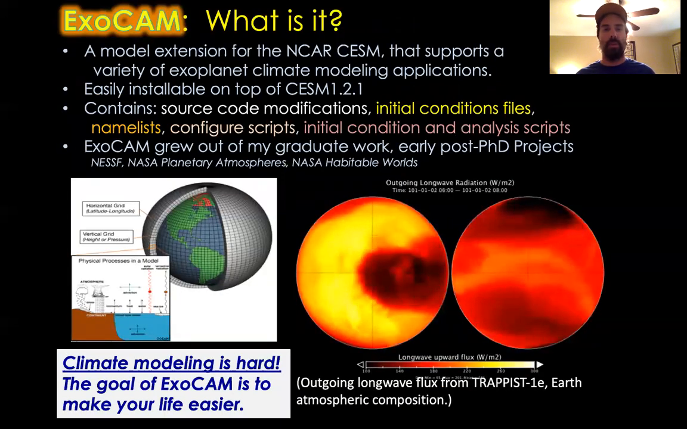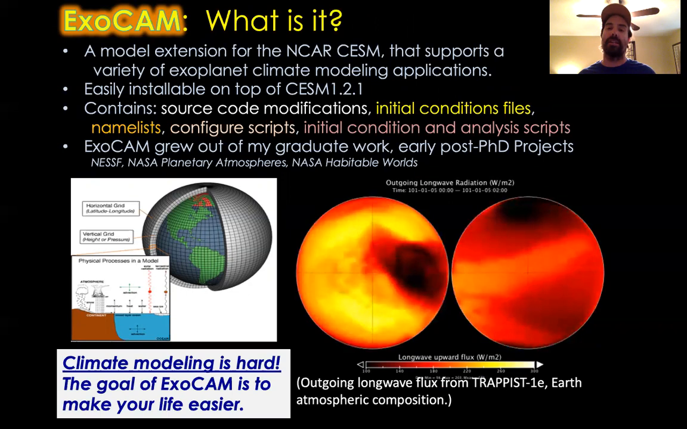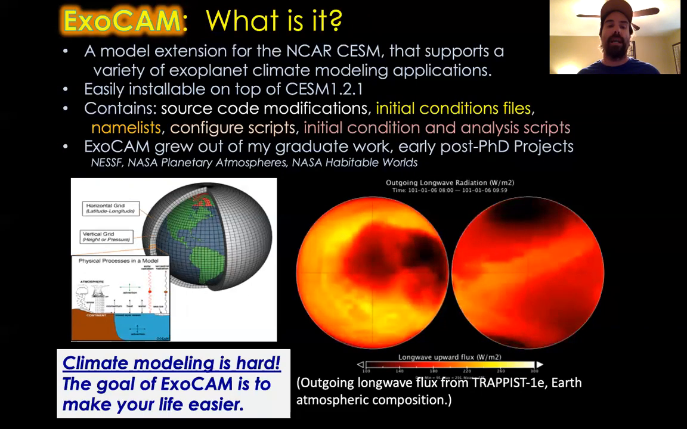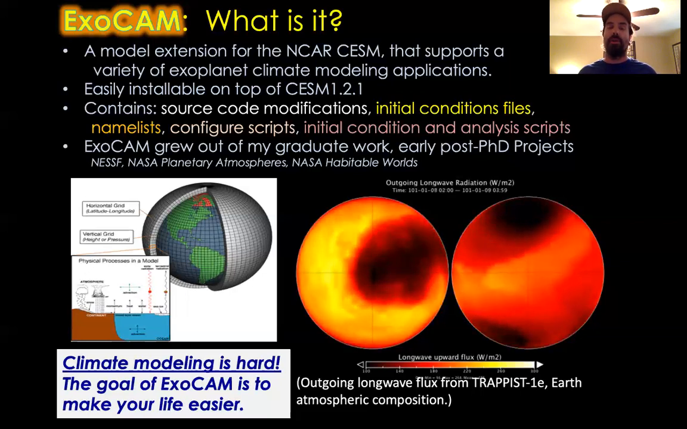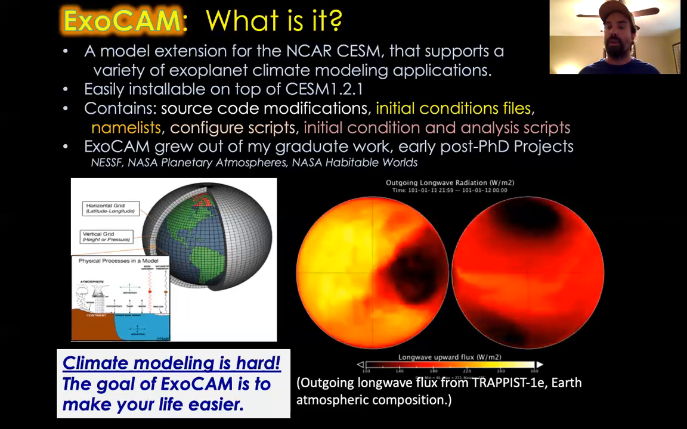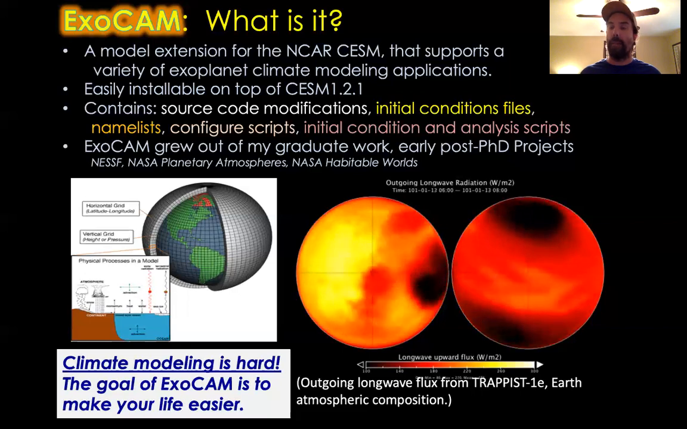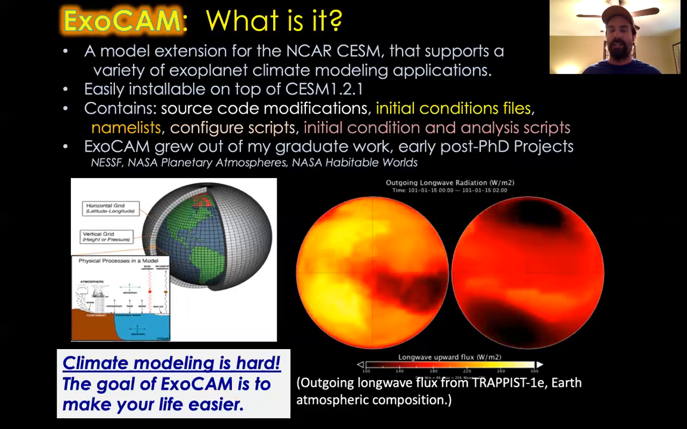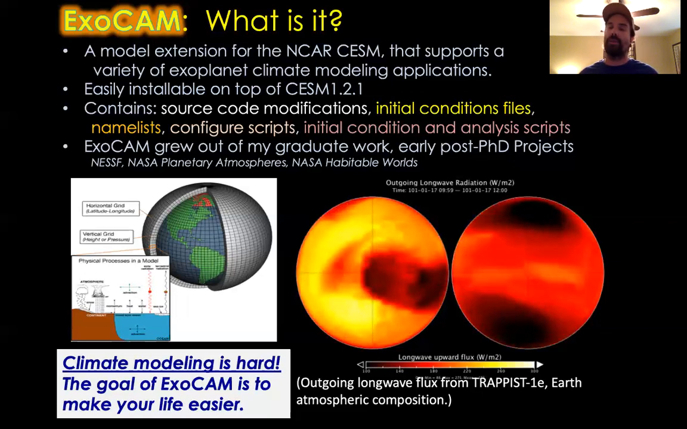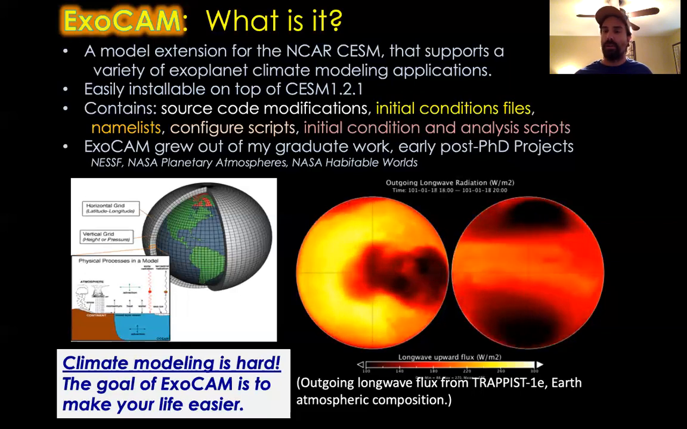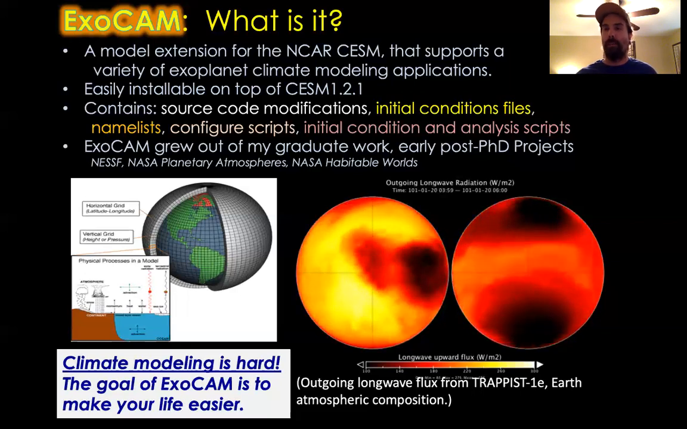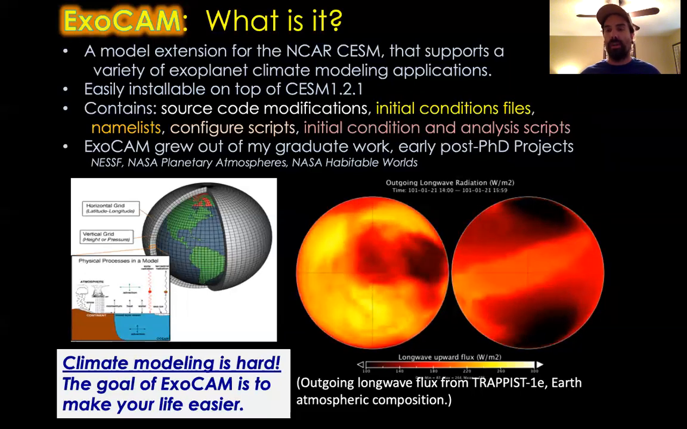So ExoCAM, what is it? ExoCAM is a model extension for the NCAR CESM that supports a variety of exoplanet climate modeling applications. It's easily installable on top of CESM version 1.2.1. If you're familiar with the code, you'll know that the way CESM operates is you have your primary source code, which you download from NCAR, which resides in one side of your directories, and then it also has a separate directory for user modifications that is separated from the core code that you download from NCAR.